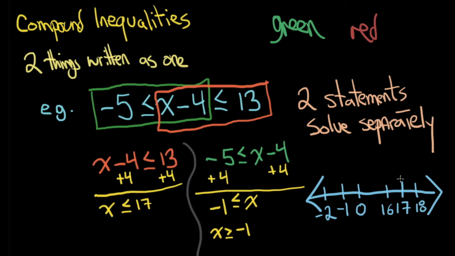There you go. So solid circle, and it goes this way. So this says x is smaller than that, right? Well, the other one says x is bigger or equal to negative 1.